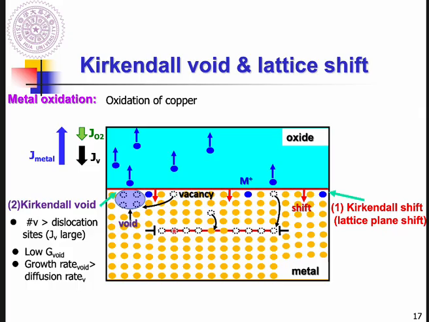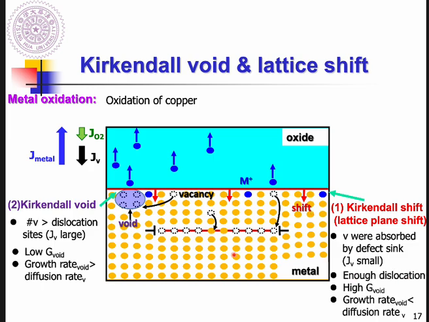If it is quite small, slow, then it will be easier to get together and form the void. Then you can observe more void formation instead of lattice plane shift. But on the other side, if you really observe more plane shift, it also tells you something: probably our vacancy flux is small, or we do have lots of dislocations inside our materials or our substrate.